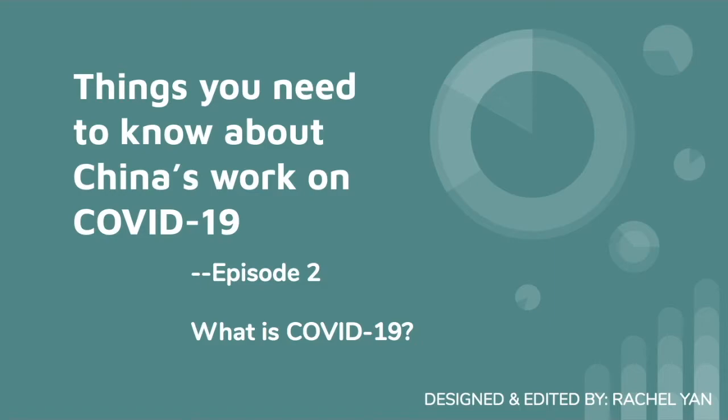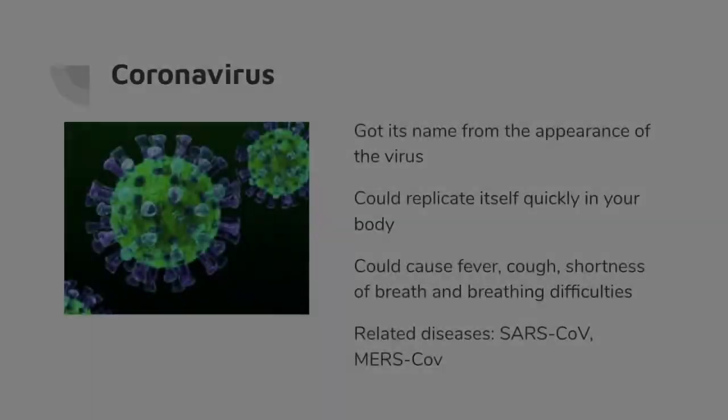This is the second episode on the things you need to know about China's work on COVID-19. In this episode, I will briefly introduce what coronavirus and COVID are and how they spread to so many people in the world. The video is made for easy understanding of the virus from the perspective of a high school student's eyes in China. If you're looking for more professional understanding or deeper knowledge on the virus, there are many other videos on the internet that you could try. So, let's begin.